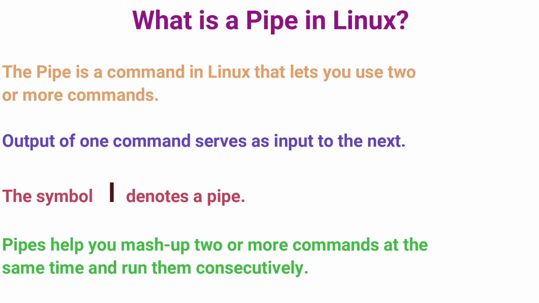The pipe is a command in Linux that lets you use two or more commands. The output of one command serves as input to the next. The symbol that you see denotes a pipe. Pipes help you mash up two or more commands and run them consecutively. So here, using pipe, you can join two commands and run them at the same time.